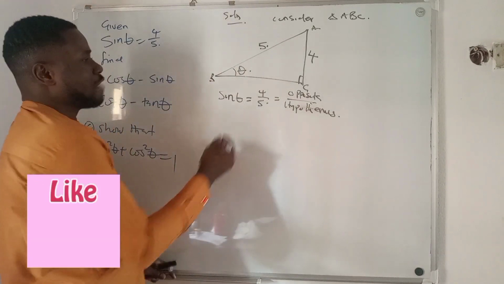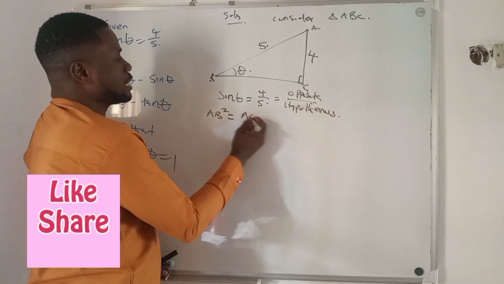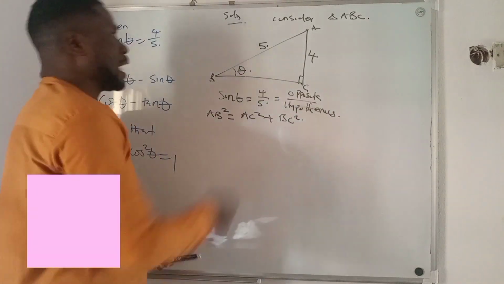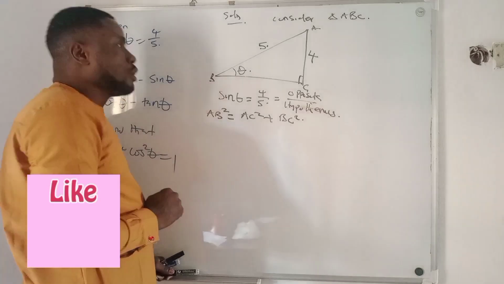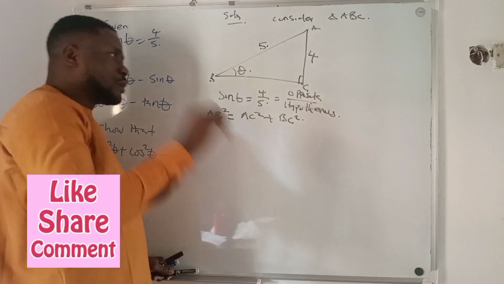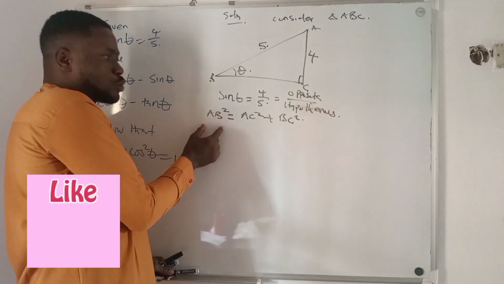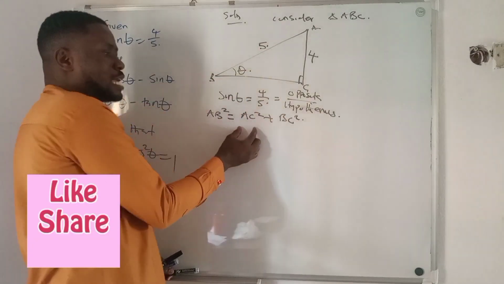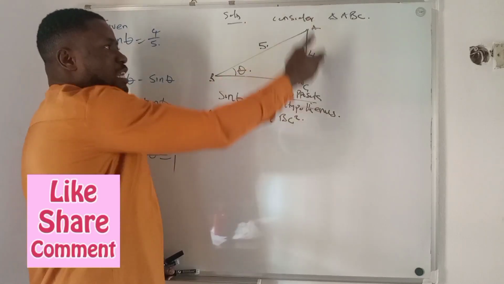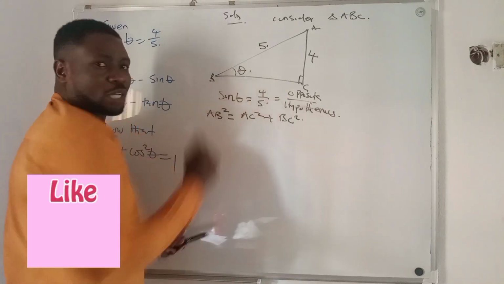Now, for us to know that side from Pythagoras, we can say AB square is equal to AC square plus BC square. Remember that Pythagoras says that the square of the hypotenuse of a right angle triangle must be equal to the sum of the squares of the other two sides. So this is the hypotenuse, the square is AB square, equal to the square of this side, which is AC square, plus the square of this side, which is BC square. Remember, this side is known, this side is known. I want to get this side. So I will make this side the subject of the formula.